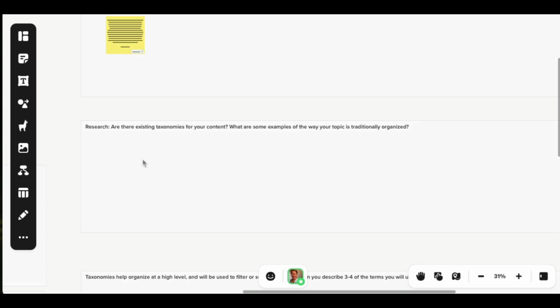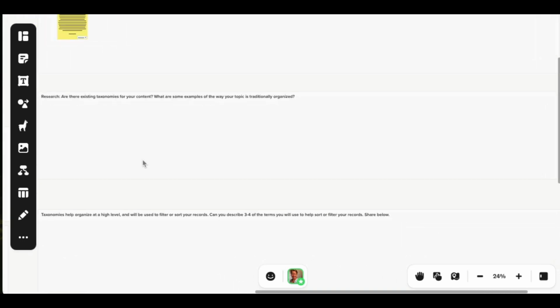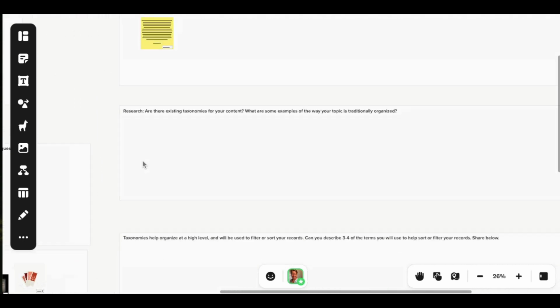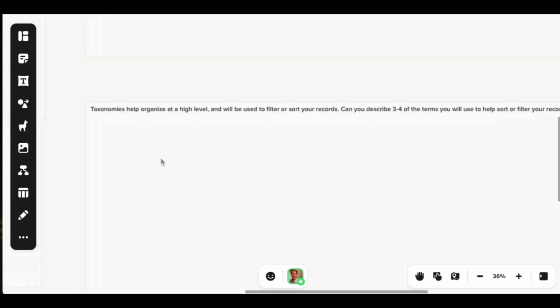Are there existing taxonomies? I would say kind of. I know a couple don't have taxonomies. That's going to be rough. You might have to invent a taxonomy. And we'll work on it. I'll help you.